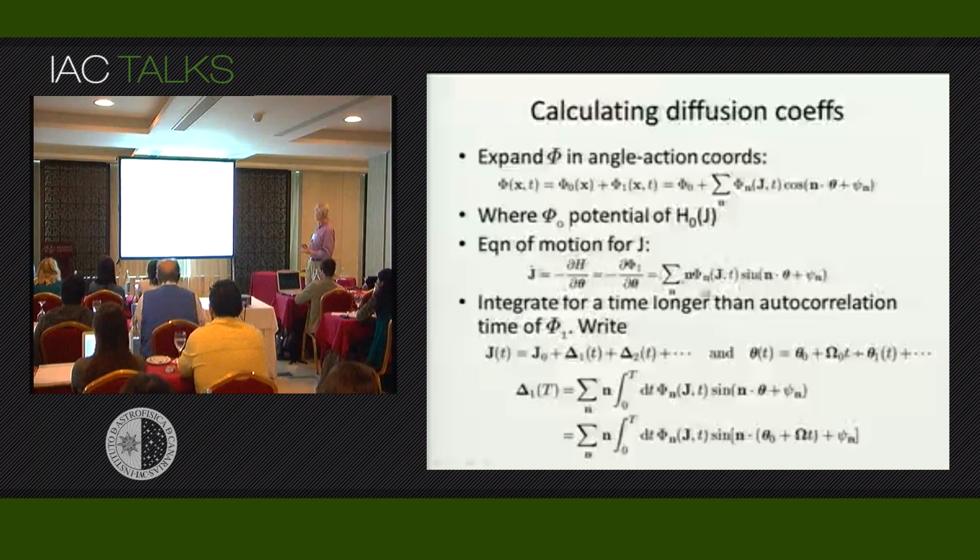So here we have the equation of motion of the actions in terms of the angle-action expansion of the fluctuating part. Now we want to integrate this equation of motion for a time which is long compared to the autocorrelation time, because we've got this picture that the actions are changing randomly by amounts delta. Well, of course, in fact, the action changes continuously. It's satisfying an equation of motion, but after some period of time, the action that you end up with is your original action plus an amount which is essentially random, because the fluctuations are random.